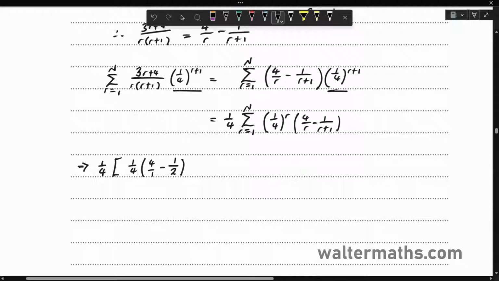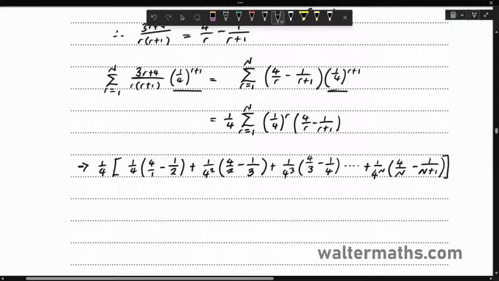Alright, close bracket, and that's going to be plus, when r is equal to 2, that's 1 over 4 squared of 4 over 2 minus 1 over 3, and that's going to be plus, when r is equal to 3, 1 over 4 cubed of 4 over 3 minus 1 over 4. Alright, so it goes on and on and on until the very last term, which will be 1 over 4 to the power n of 4 over n minus 1 over n plus 1, like this. So this is what we have.